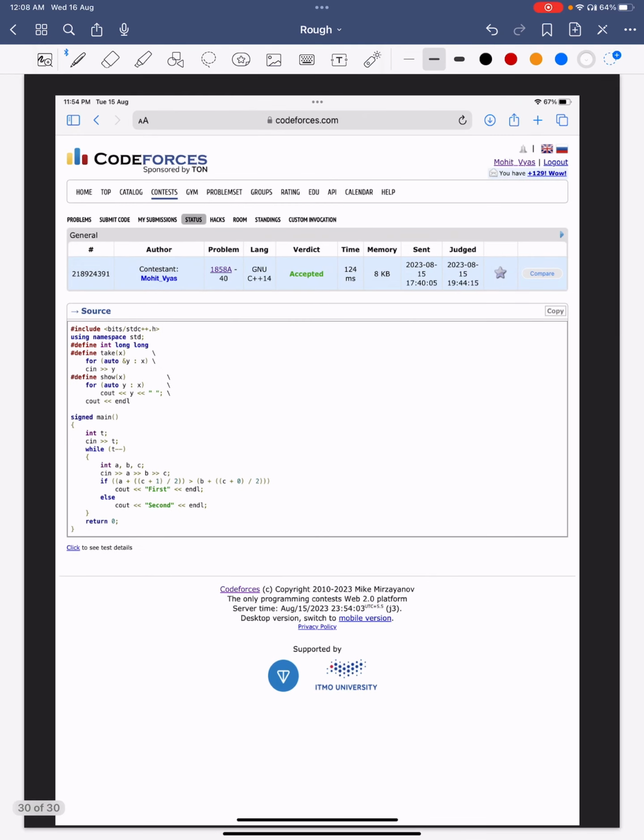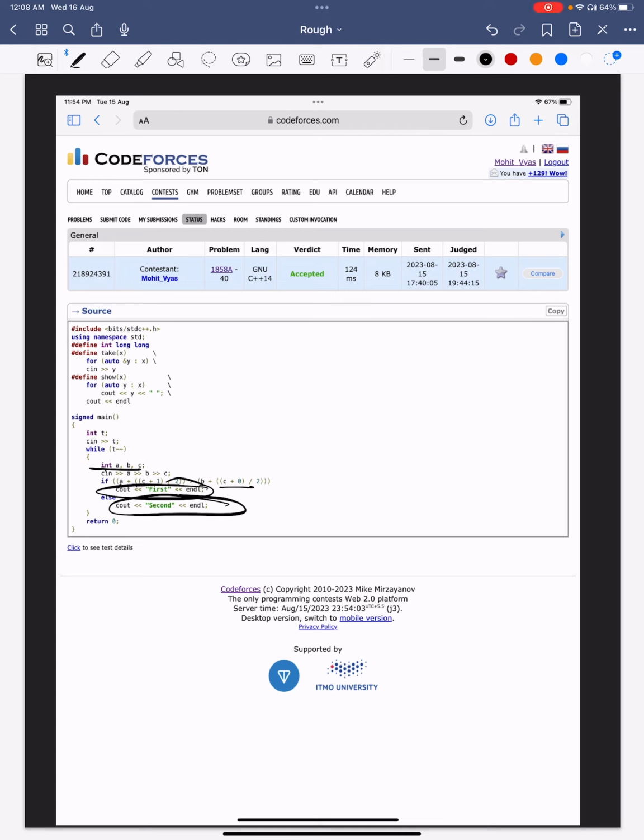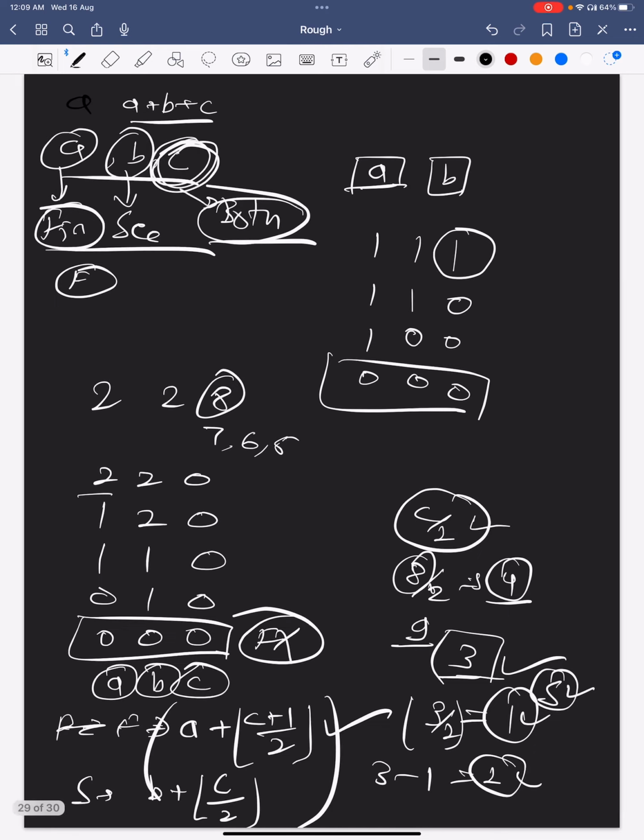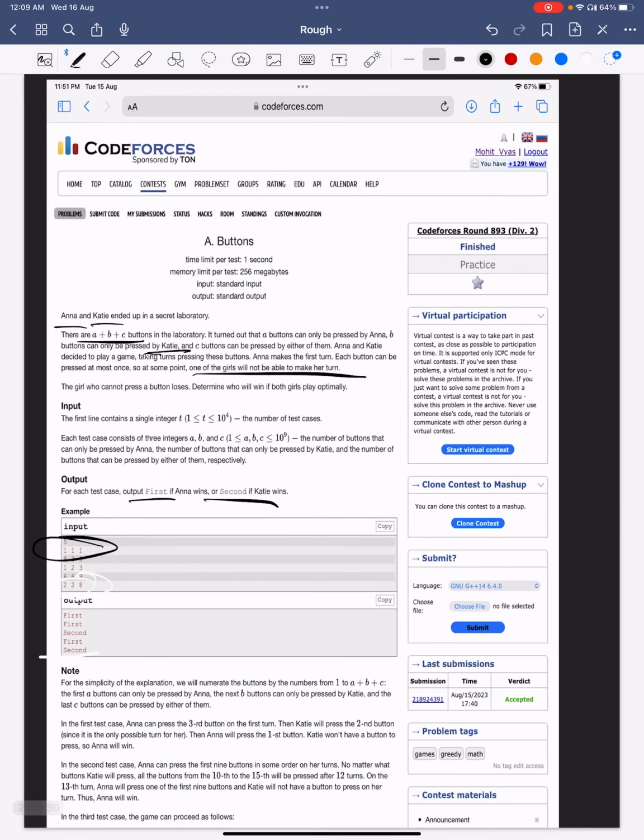Now if we see the code, I have taken the input A, B, and C. As you can see, if A plus (C plus 1) by 2 is greater than B plus (C plus 0) by 2, then the first girl will win, otherwise the second girl will win, and this question gets submitted. So this is all about question A of Codeforces round 893 div 2.